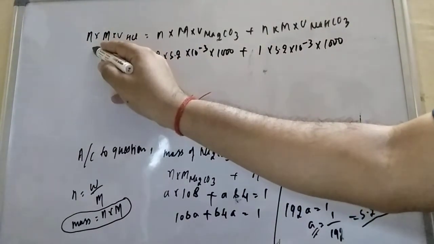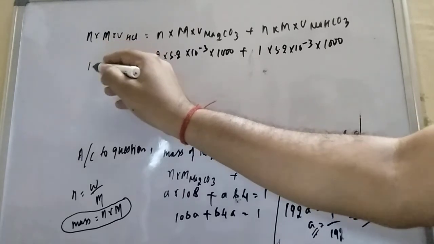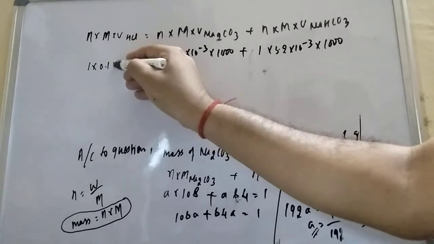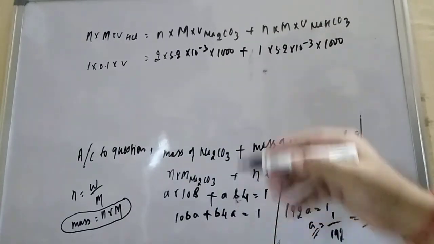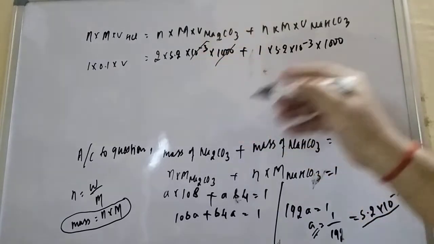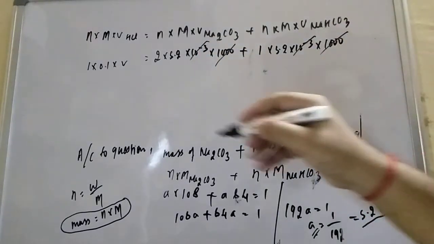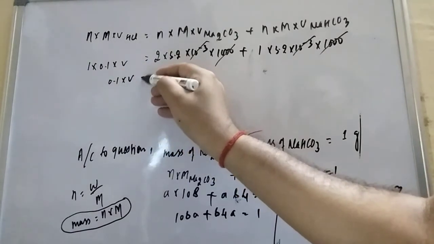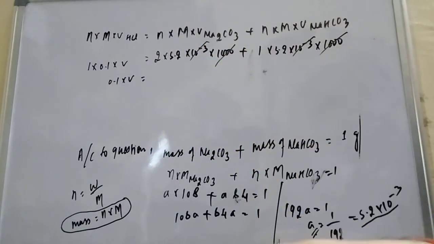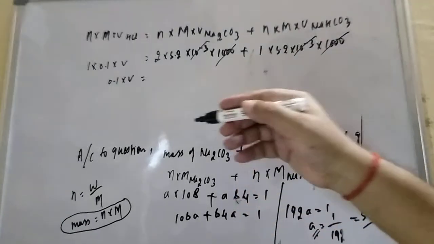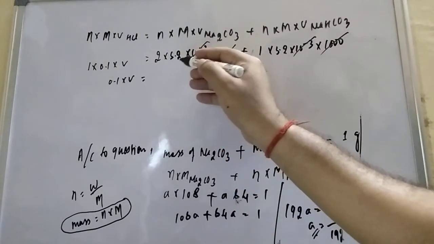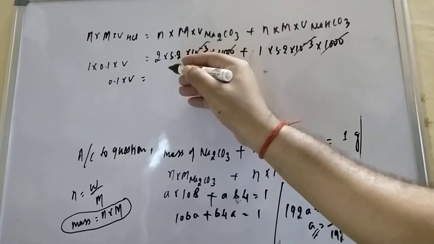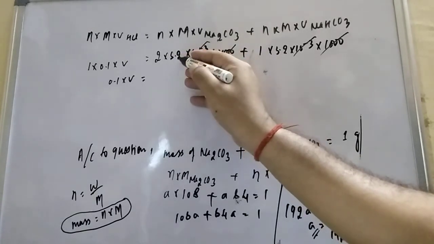The N factor for HCl is 1. Molarity they have given is 0.1, and volume they are asking. You can solve this problem. This 1000 and 10 power minus 3 cancel out. So what is left? 0.1 into V is equal to what? If you multiply this, 2 into 5.2 is 10.4.